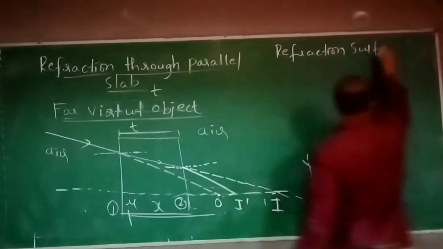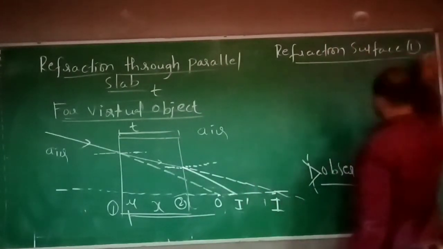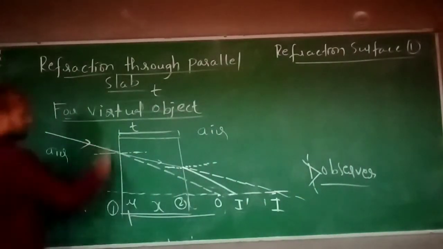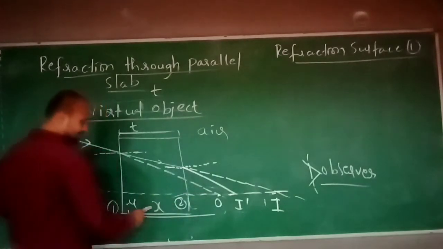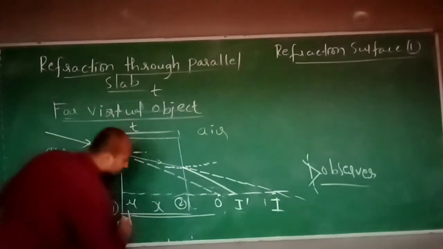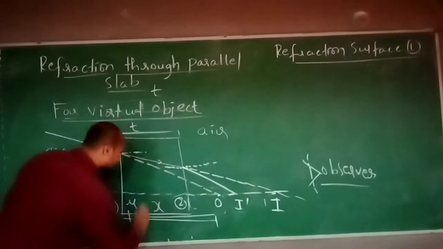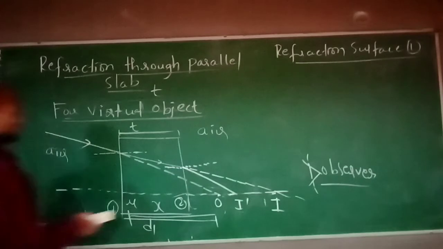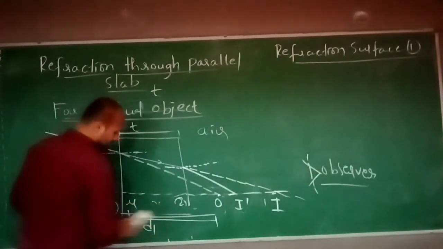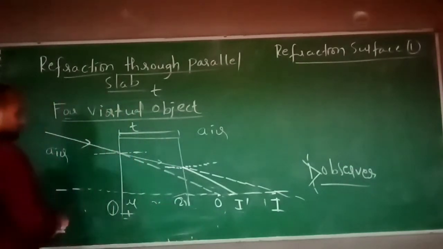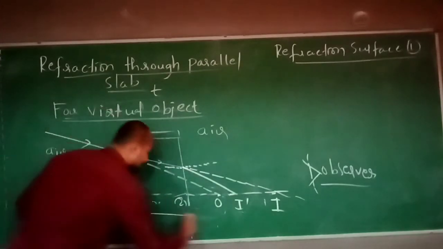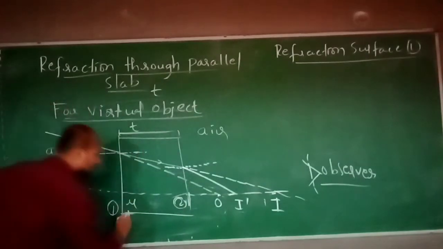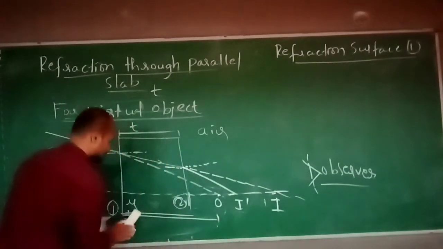Refraction through surface 1, what will happen? If you talk about that, refraction through surface 1, this is the object distance x1. Let us consider this distance as d1. This is a slab, right? The slab has thickness T. So this will be the object distance.